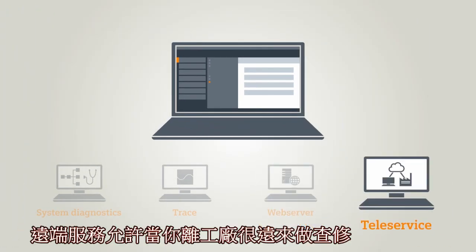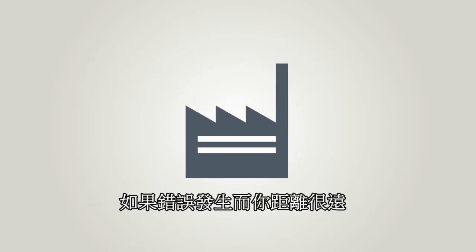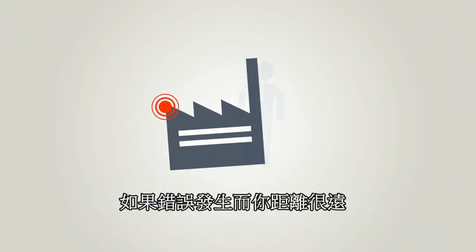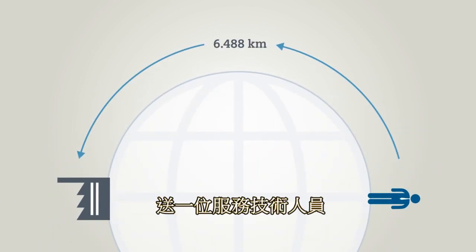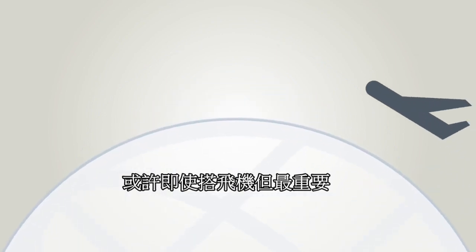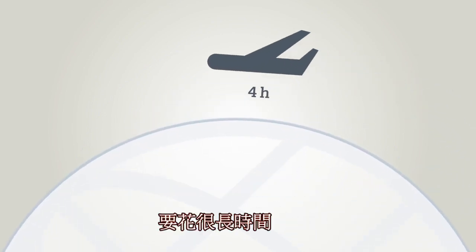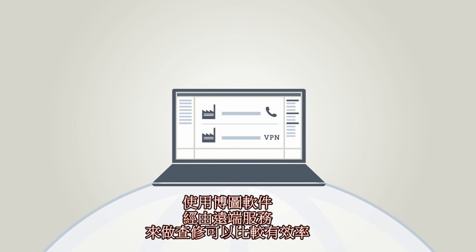Teleservice allows you to troubleshoot when you are away from the plant. If a fault occurs in a plant that's far away from you, what do you do? One thing is certain: sending a service technician, perhaps even by plane, is expensive and, most importantly, takes a lot of time. Using the TIA portal to troubleshoot via teleservice is much more efficient.